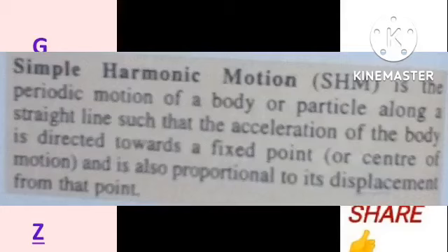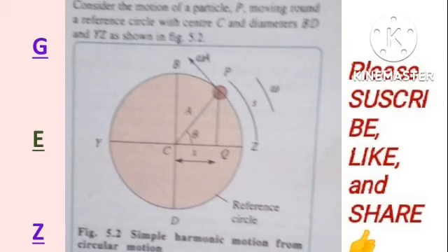Most of the time, we'll make use of a reference circle for studying simple harmonic motion of objects. So consider the motion of a particle P moving around a reference circle with center C and diameters BD and YZ. As you can see in this demonstration, you can see this circle and you can see a particle P, this ball, moving around it, held onto it by a string PC.